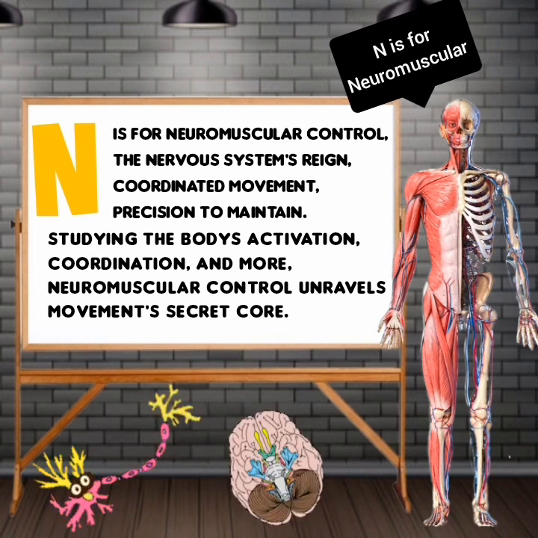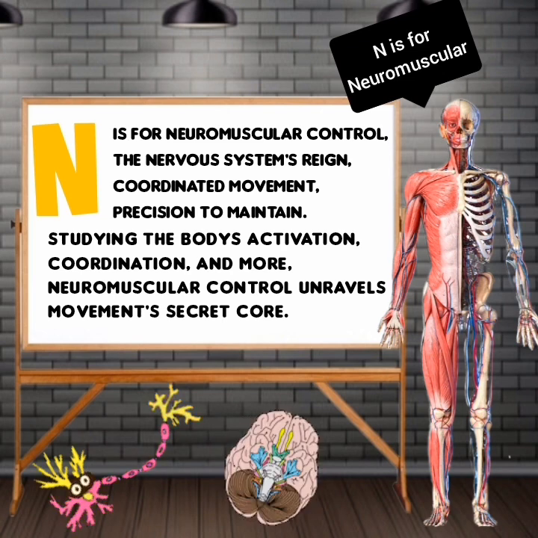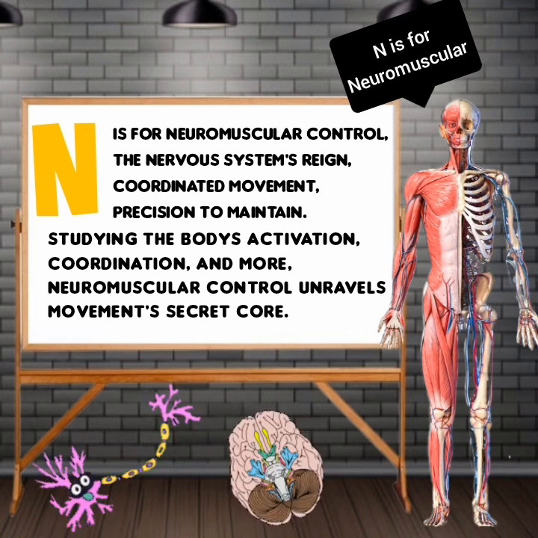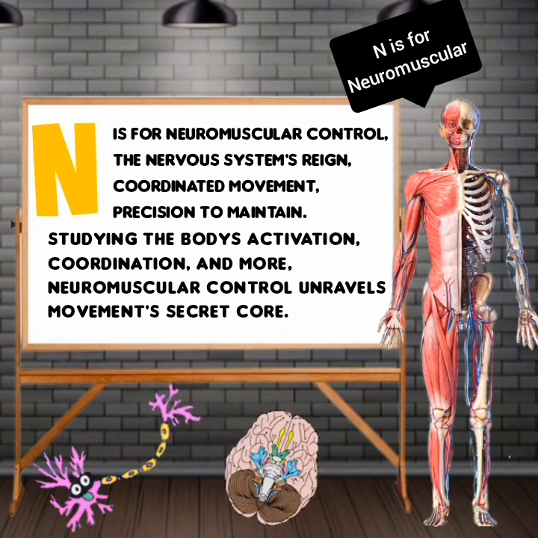N is for neuromuscular control, the nervous system's reign, coordinated movement, precision to maintain. Studying the body's activation, coordination, and more, neuromuscular control unravels movement's secret core.